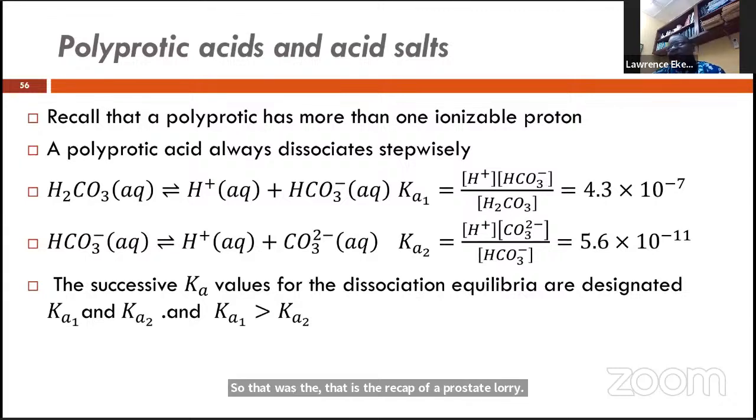Now for Lewis' definition, Lewis defined an acid as an electron pair acceptor and a base as an electron pair donor. And in the transfer of electron pairs from a base to an acid, a covalent bond is always formed. We discussed all that. Then we also talked about amphoteric substances.